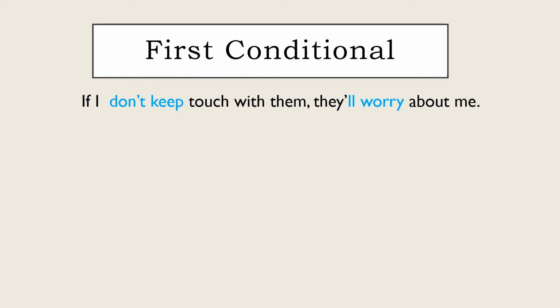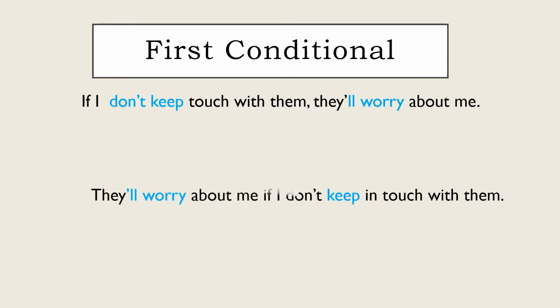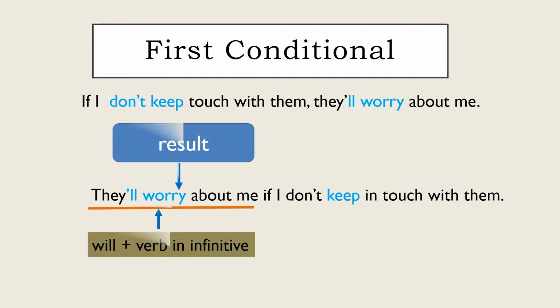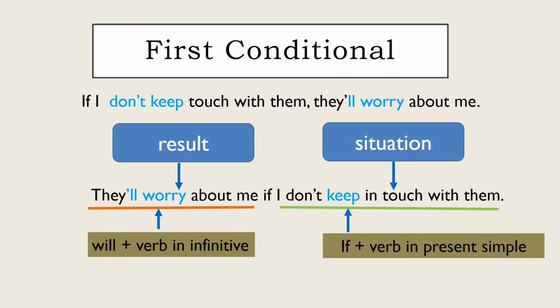If I don't keep in touch with them, they'll worry about me. How can we change our example sentence? Macam mana kita nak ubah ayat ni? We can say, they'll worry about me if I don't keep in touch with them. Okay, result dia dahulu di depan, they'll worry about me. Mereka akan bimbang tentang saya. Dan if di belakang bersama dengan situasi, I don't keep in touch with them. Saya tidak menghubungi mereka. Note that with this order, we do not use a comma between the two parts. Okay, pastikan dalam ayat ni kita tidak lagi menggunakan tanda koma.